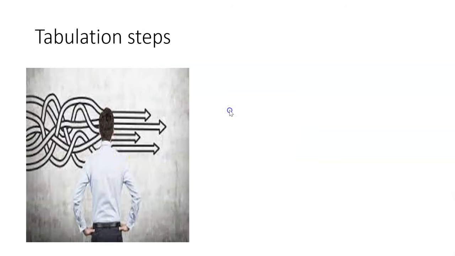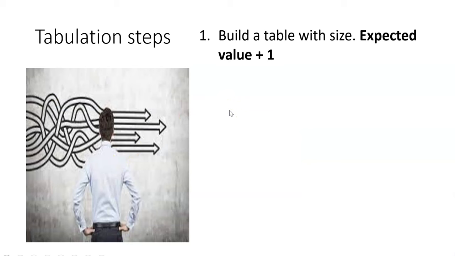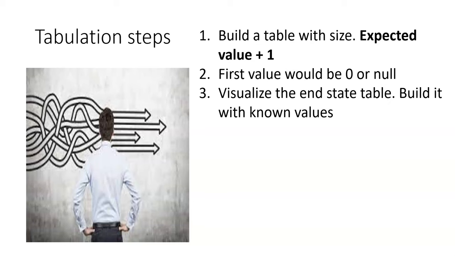So let's understand tabulation again, right? You have to build a table with size expected value plus 1. If it is a matrix like the one we have, you have to build it with n plus 1, n plus 1, right? The first value would be null or 0. Visualize the end state table, and in case of the matrix that we saw, we have to do the intermediate table and then calculate the end state table, because it is difficult to do the end state table directly, right? That's what we did. Build it with the known values.